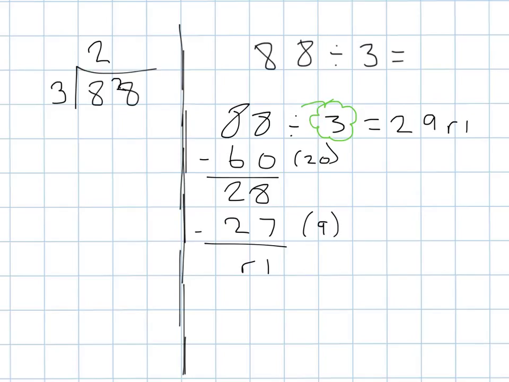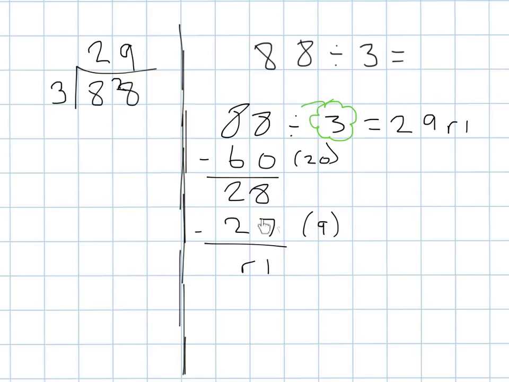And that is similar to what we've just done here. I've taken 60 away from 88, and I've carried the 20 down to join the 8 that's left over, and I've got 20 here, which is the same as this 20 here. I can then get rid of lots of 3 from 28, and I know that I can get rid of 27 from 28, which is 9 lots. So I'll put 9 lots on here, in the same way that I found 9 lots down here.